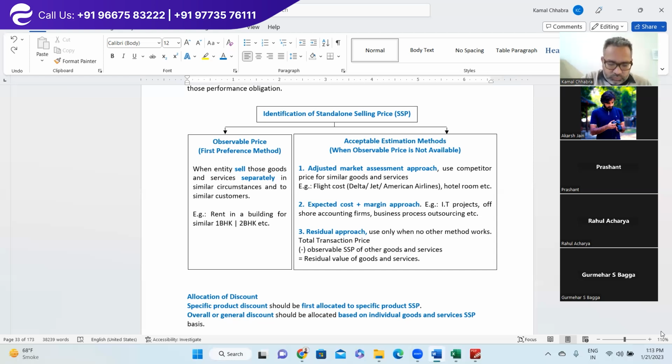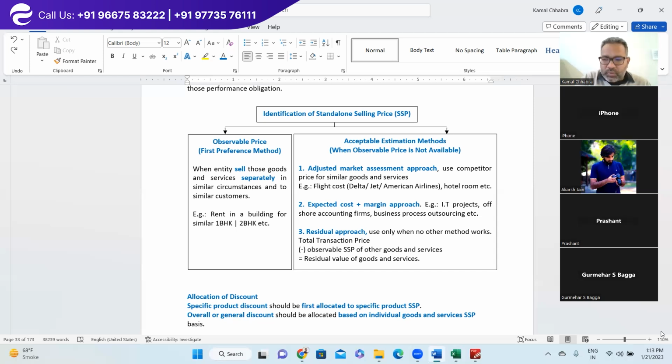$1,000, because we have given the same set of services to the other tenants at $1,000, so we'll charge $1,000. So that is called observable price.